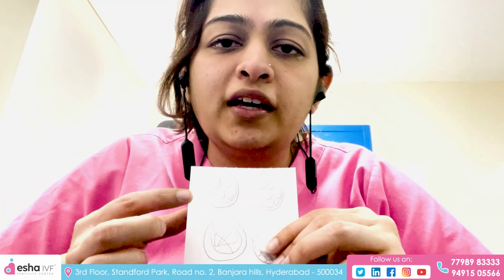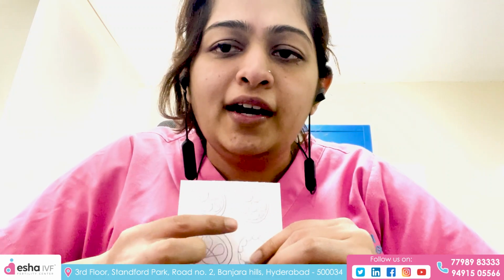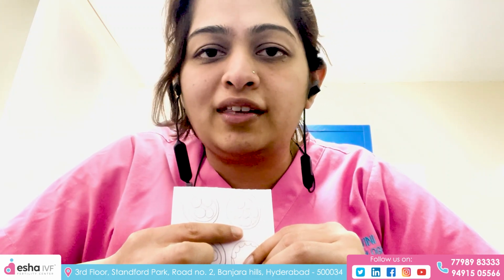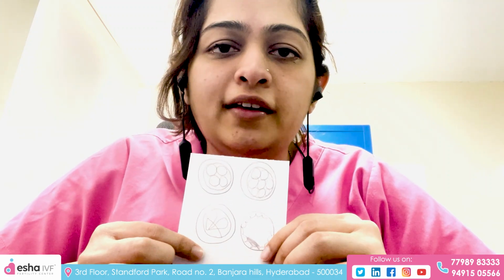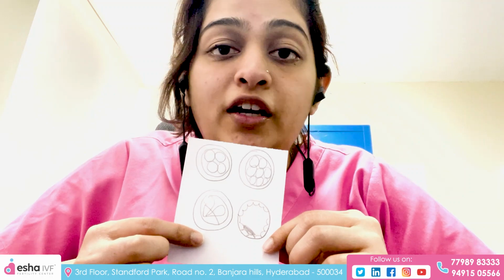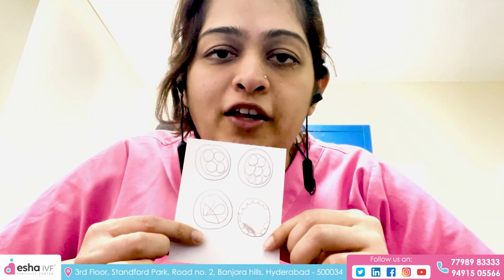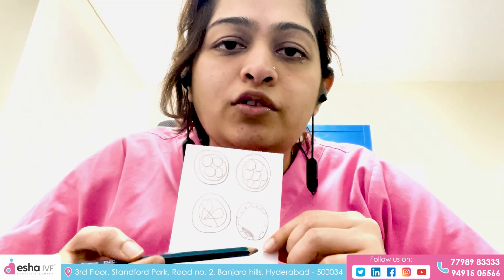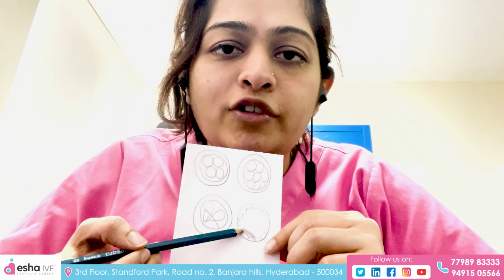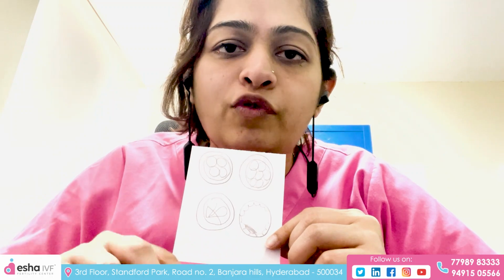On day 2, something like 2 to 4 cells is expected. On day 3, something like 6 to 8 cells is expected. On day 4, something called compaction is expected, that is, all cells are clubbed together. And day 5 is a very important stage, when something called a blastocyst is formed. In the blastocyst, this is the ICM, which forms the baby proper, and this is the trophectoderm cell, which forms the placenta, the connection between mother and baby.